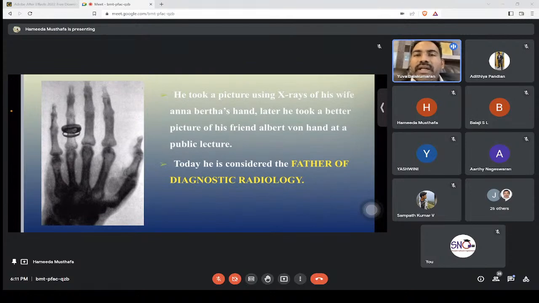So this was the first taken X-ray. This is Röntgen's wife's hand. He took a picture using X-rays of his wife Anna Bertha's hand. Later, he took a better picture of his friend Albert von Kölliker's hand at a public lecture. Today, he is considered the father of diagnostic radiology. So the first thing discovered is X-rays in radio diagnosis.